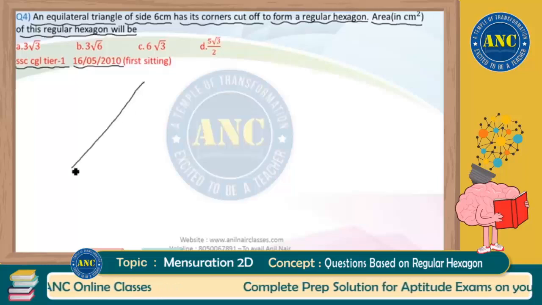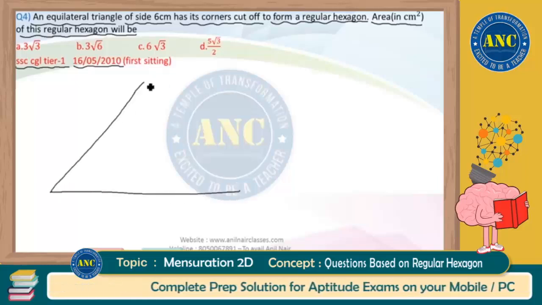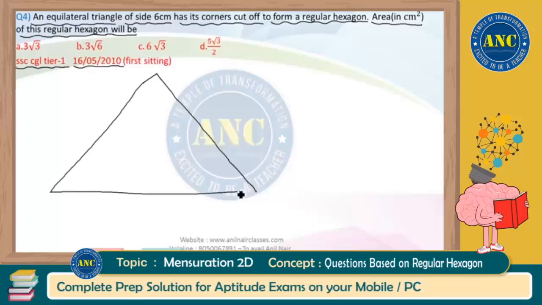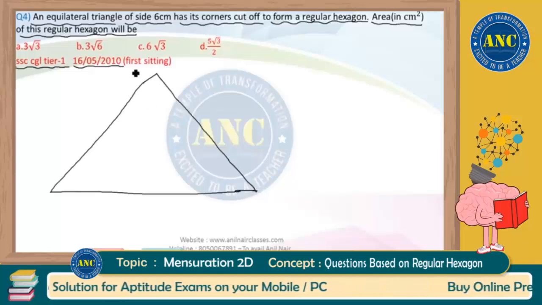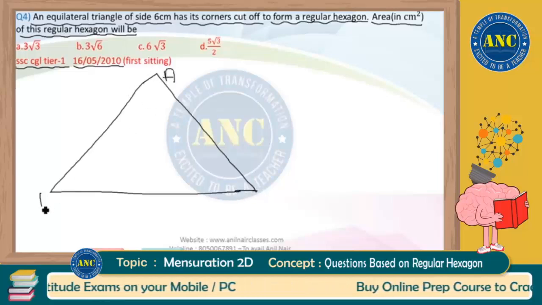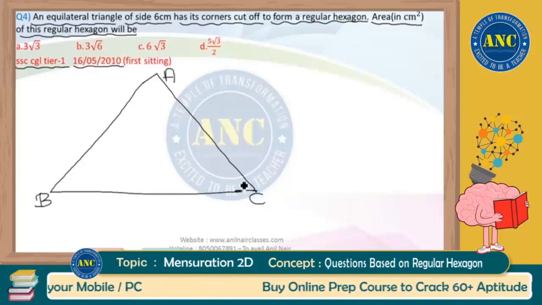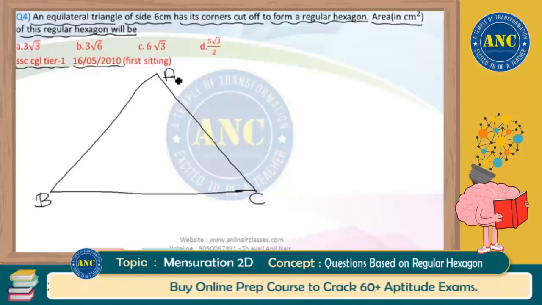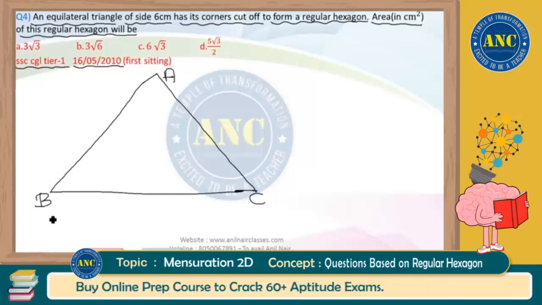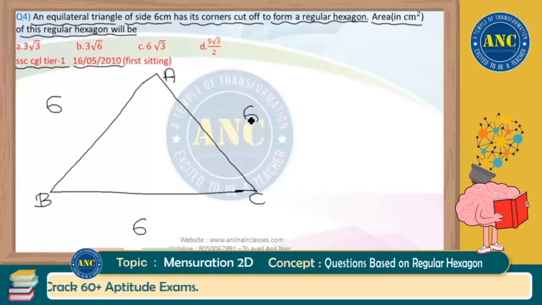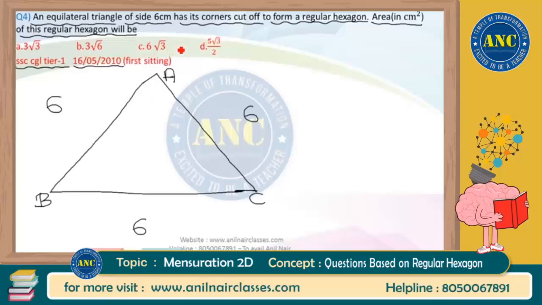That means they are saying that there is a beautiful equilateral triangle. Probably the diagram is not drawn to scale, kindly correlate with it. This is a triangle ABC, which is nothing but an equilateral triangle. The side of the equilateral triangle is 6 centimeter. All the three sides are equal, 6, 6 and 6. But what they are saying in the question is that an equilateral triangle of side 6 centimeter has its corners cut off to form a regular hexagon.